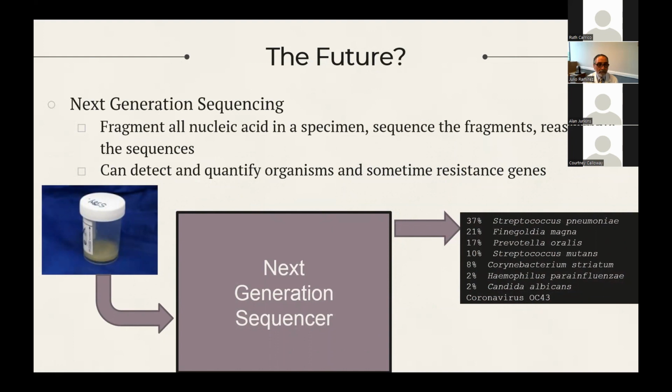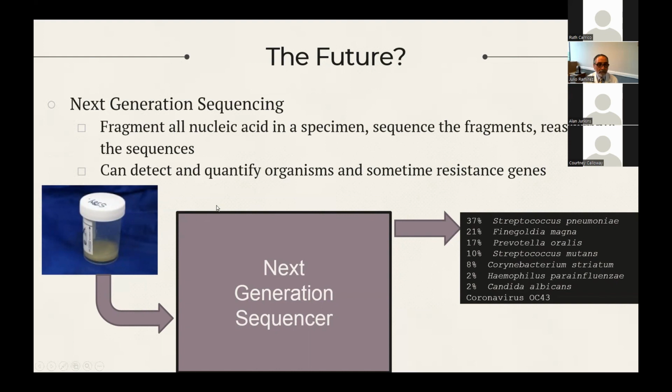This is what we might be doing in 5, 10, 20 years from now. Next generation sequencing is coming along. We use it for some things. We use it in our laboratory here for some oncogenes and detecting genes in humans. But basically, it's a really cool process.